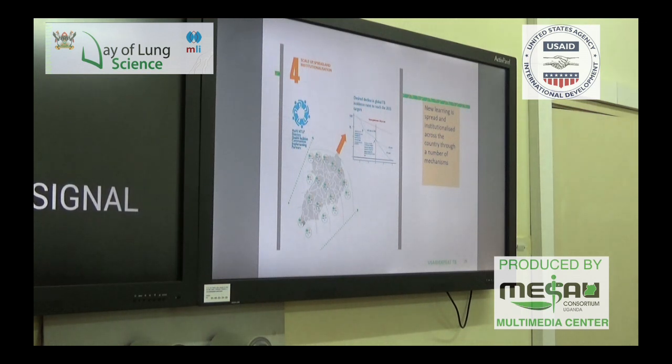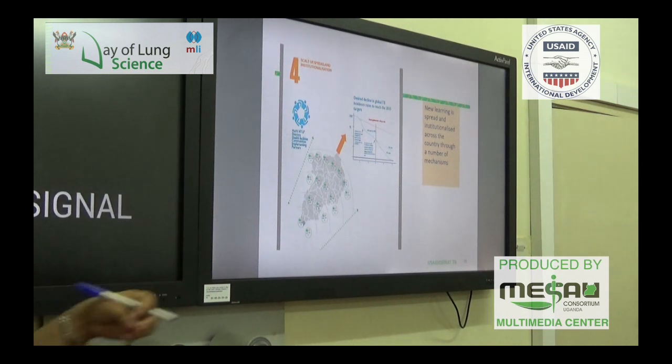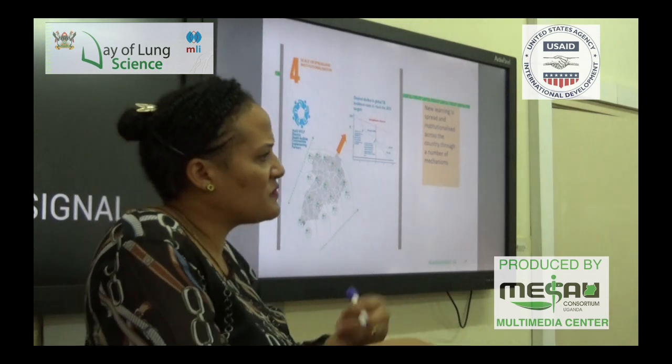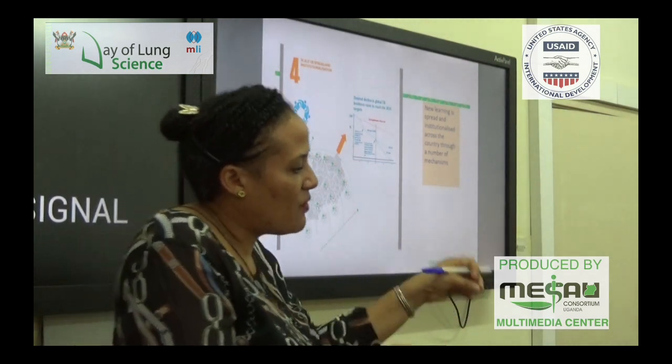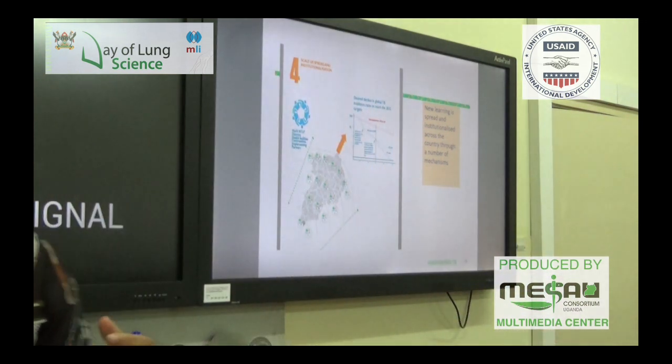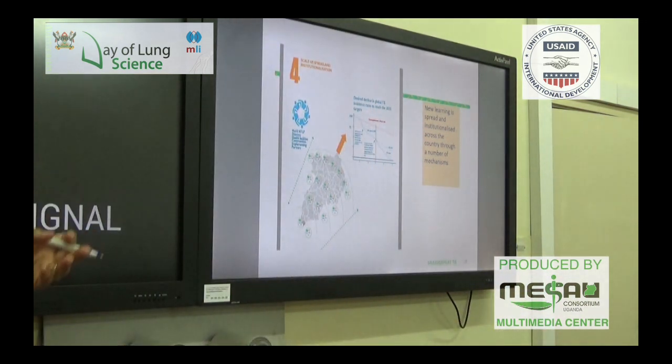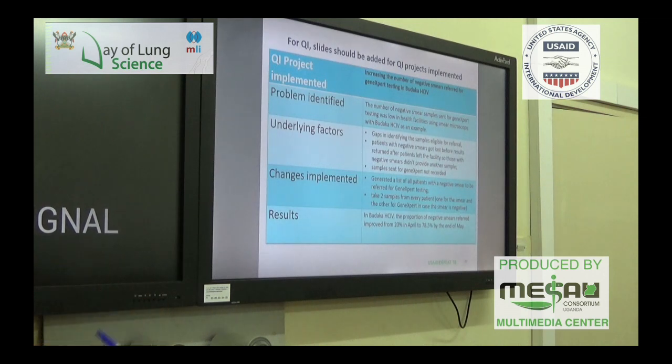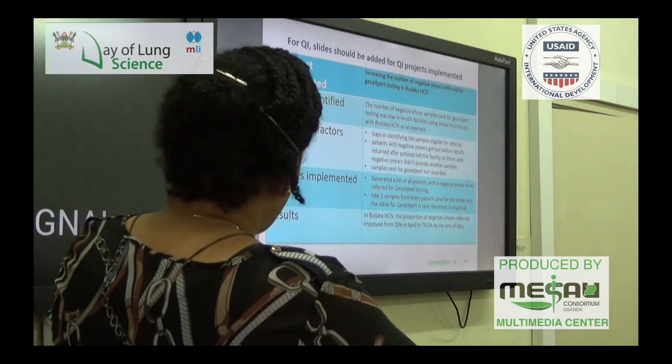I have a small example about a particular QI project. I don't know if I should go through that or move to the next bit in terms of what actually happens at sites. Because yes, we want to improve TB case finding, but at site level, different things happen. Their processes are different, or they have worked out that their problem is actually something else. So this is just a real example from one of the sites that we support.